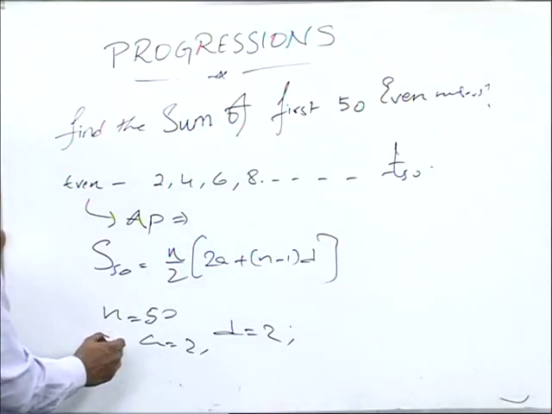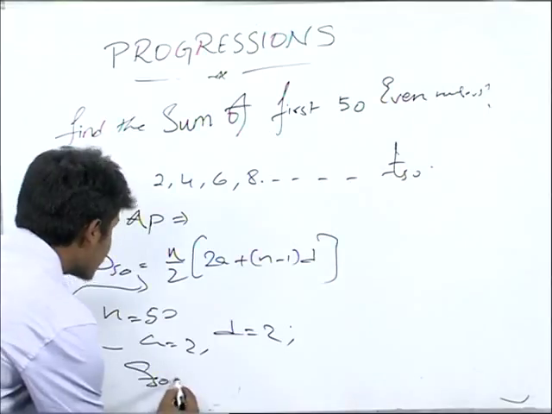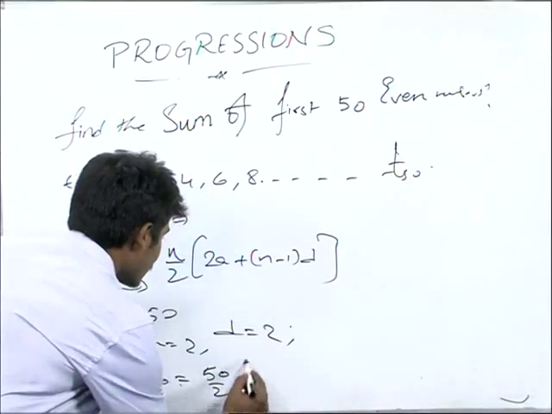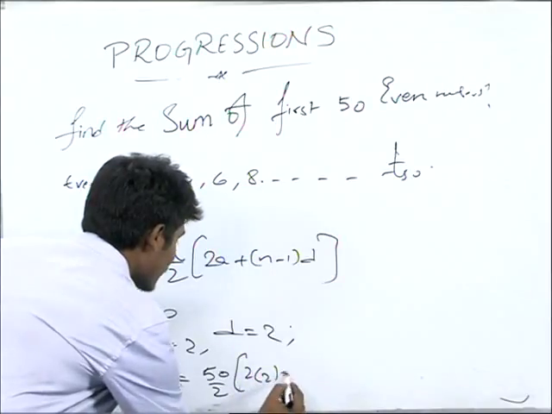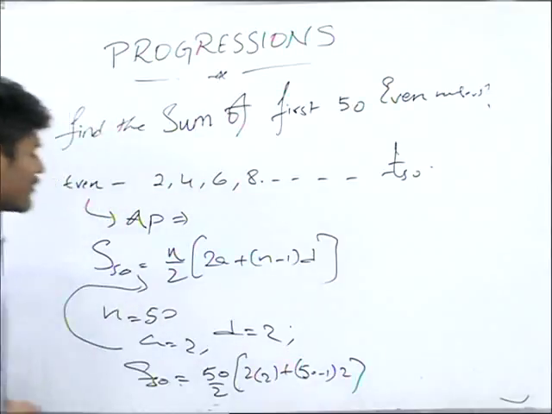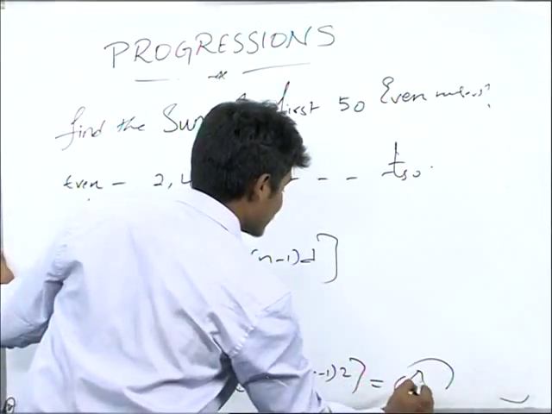By substituting these values in the above equation, we can get the sum of 50 terms. Sum of 50 terms is given by 50 by 2 into 2 into 2 plus 50 minus 1 into 2. Solving this equation, we can get the value. That would result in the answer.